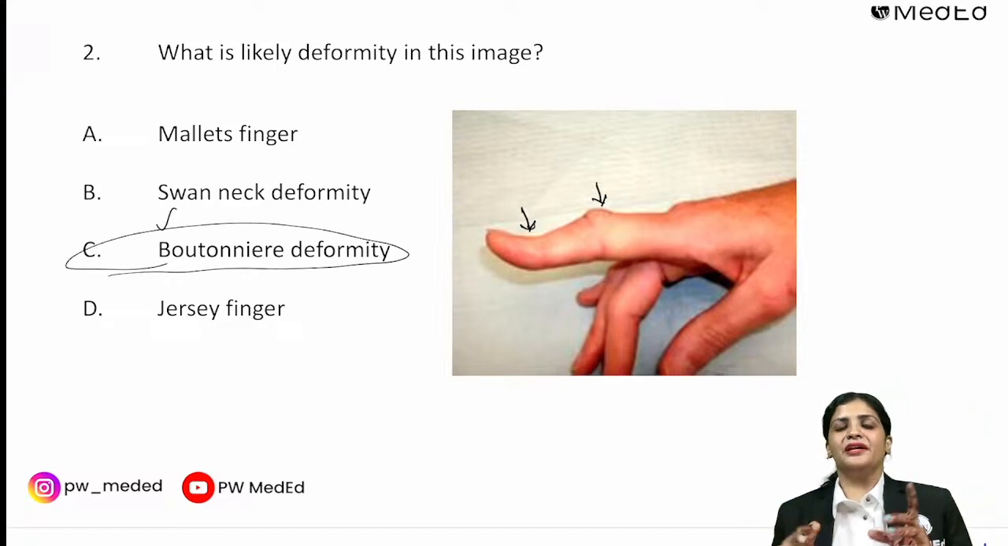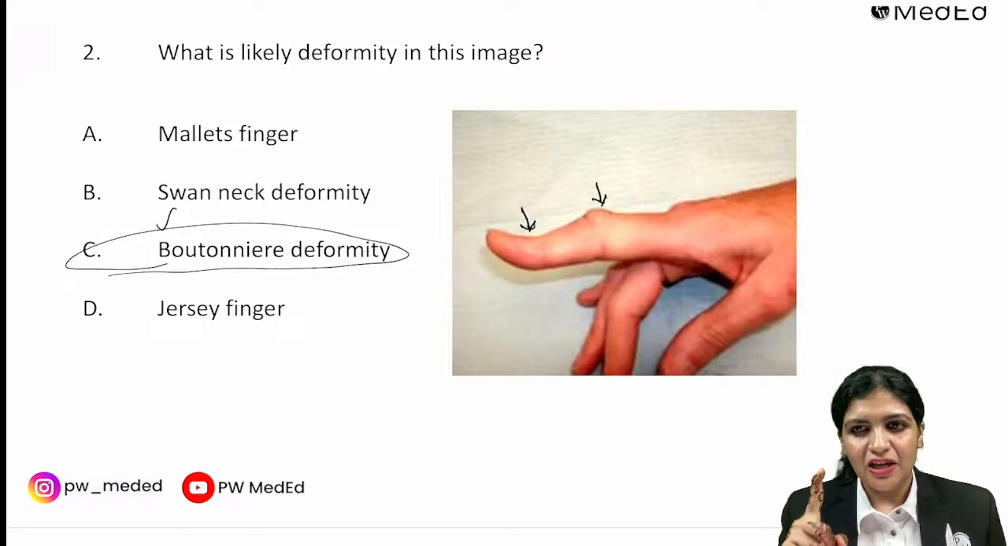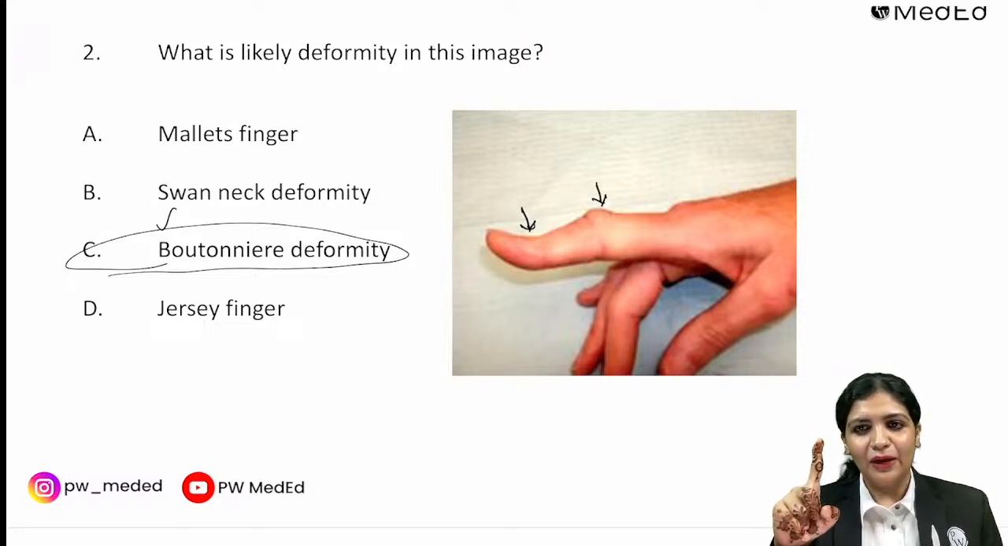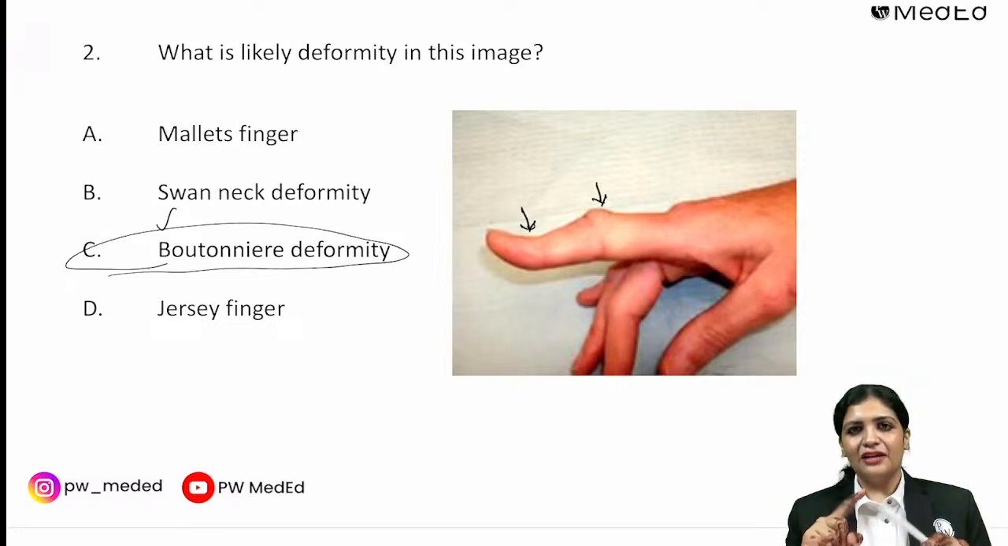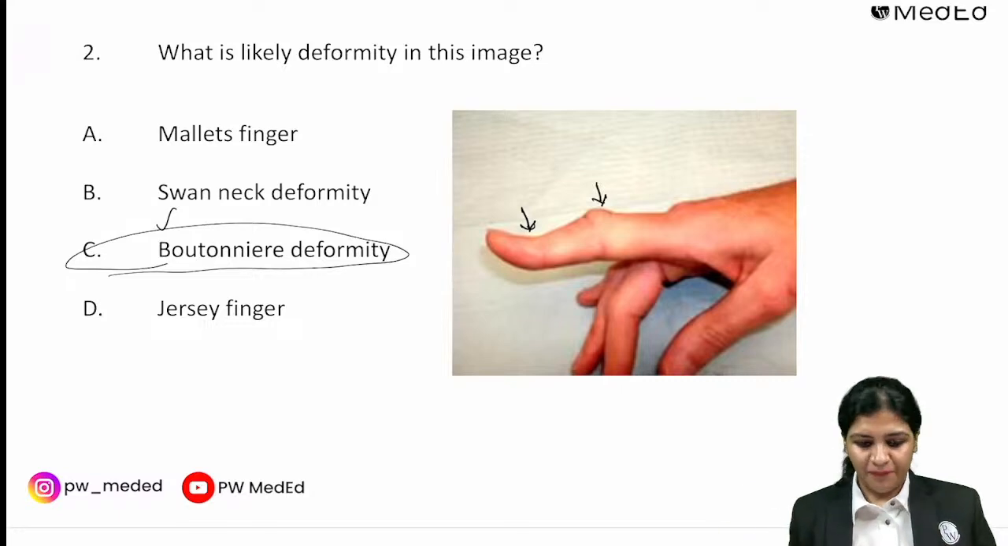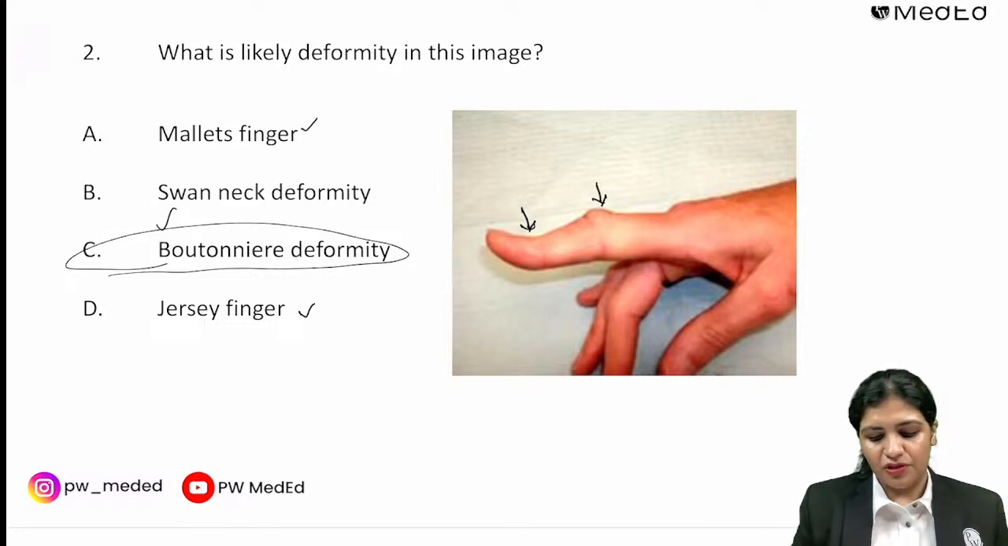So very easy, please remember, first remember the swan neck. This is exactly the shape of the swan neck, where you can see there is a flexion at the DIP, right? So exactly opposite to that, there will be extension at the DIP, that is your Bottinier's deformity. Then what is your mallet finger? Then what is your Jersey finger?